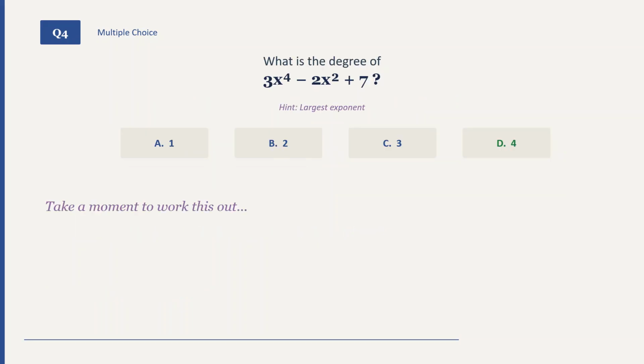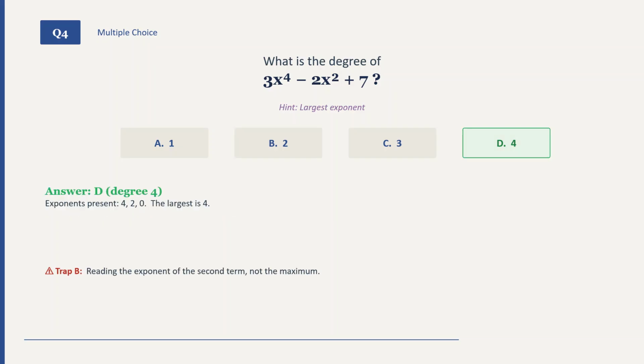Question 4. What is the degree of 3x to the fourth minus 2x squared plus 7? Remember, the degree is determined by the highest power of x in the polynomial. The answer is C, degree 4.